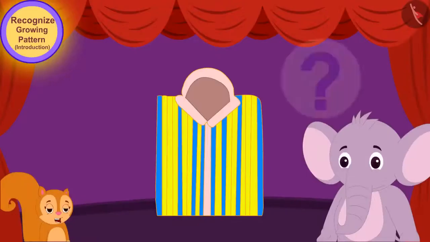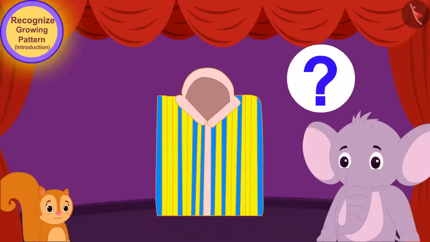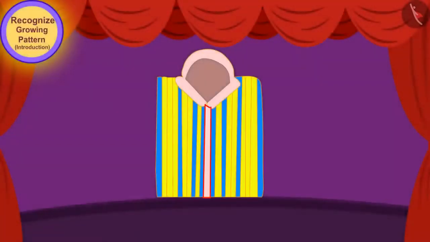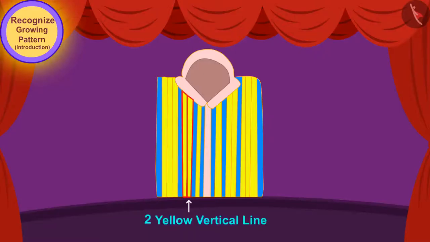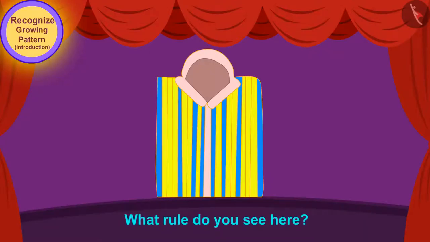Chanda explained to Appu. Children, let us see what rule is being used to make the growing pattern on this shirt. At first, there was only one blue vertical line and one yellow vertical line. Then a blue line and two yellow lines were added to the pattern. Then a blue line and three yellow lines were added to the pattern. So, children, what rule do you see here?